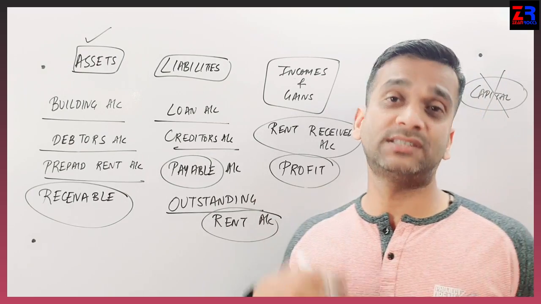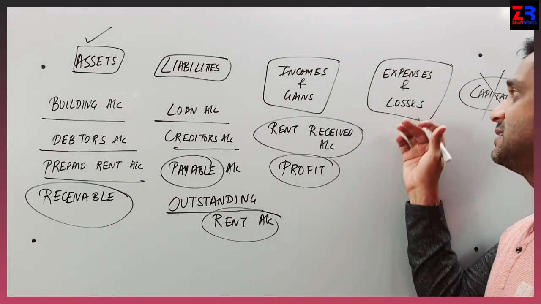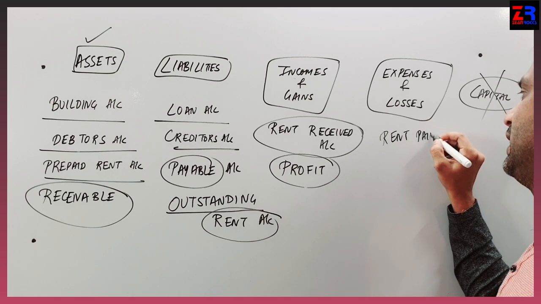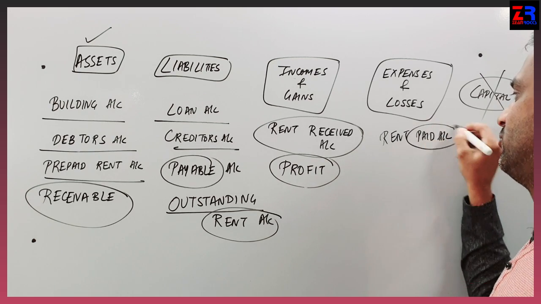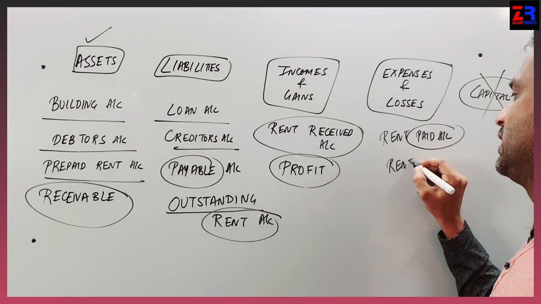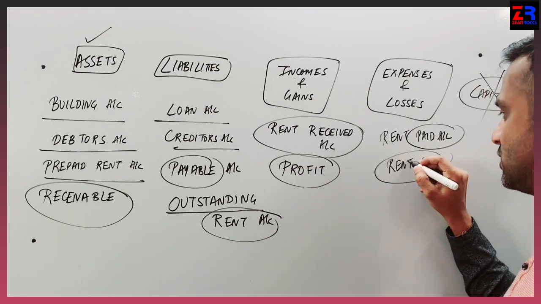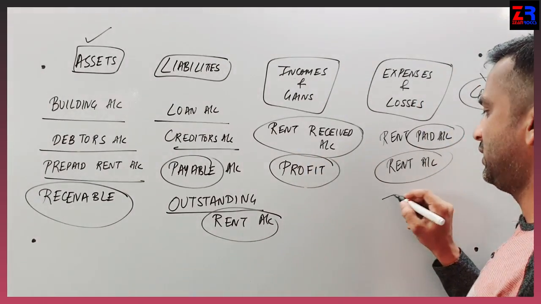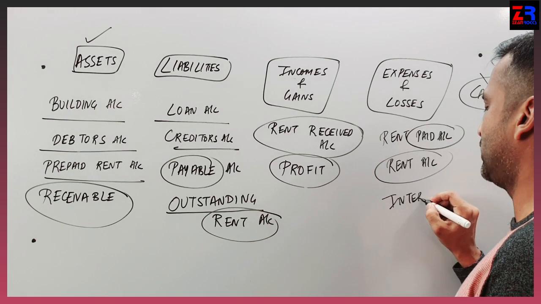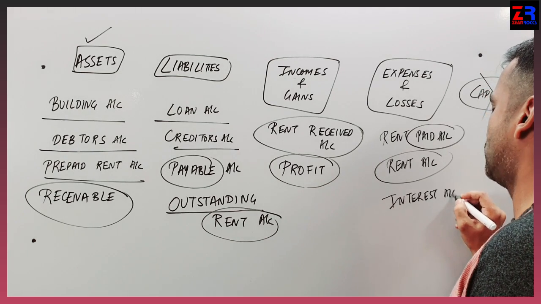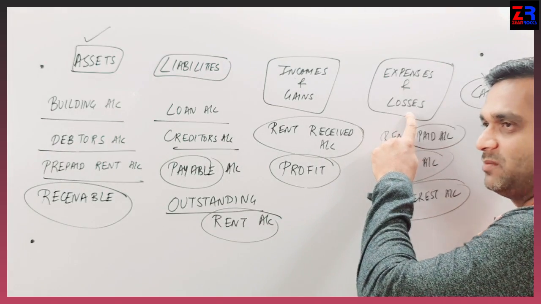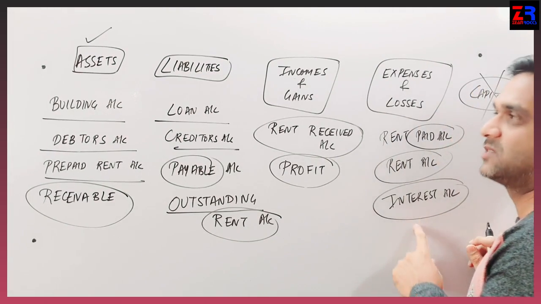Anything which you receive is income, anything which you pay is an expense or loss. For example, rent paid. It is not necessary the word paid is given. If it is only given rent account, that is also understood that you have paid rent, not received rent. If it is given interest account, then it is understood that you have paid interest, not received interest. So interest account is an expense and loss. अरे समझ में आ रहा है? कमीशन पेड अकाउंट इज एन एक्सपेंस और लॉस.